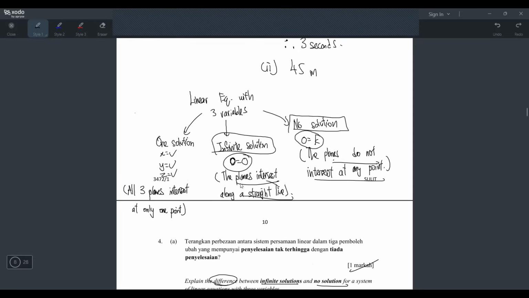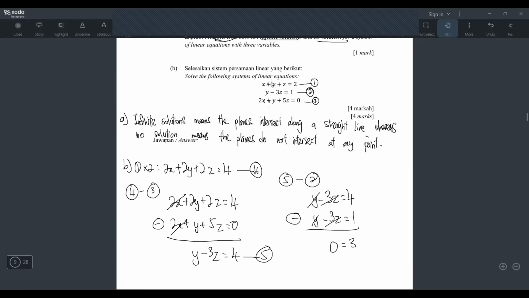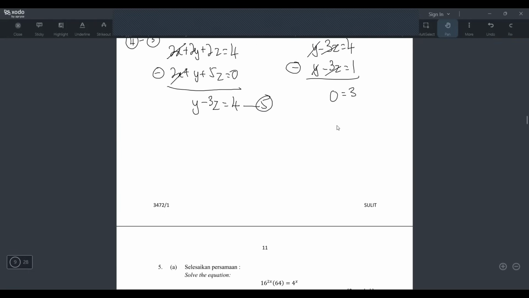Infinite solution means the planes intersect along a straight line. No solution means they do not intersect at all. So there's a difference, okay? So for this, I'll write no solution. After I write here, I'll just write no solution. They say solve the following, right? So I will just do until here. I'll just write dot dot dot. Since 0 is not equal to 3. Yeah, because how can 0 equal 3, right? So 0 is not equal to 3.